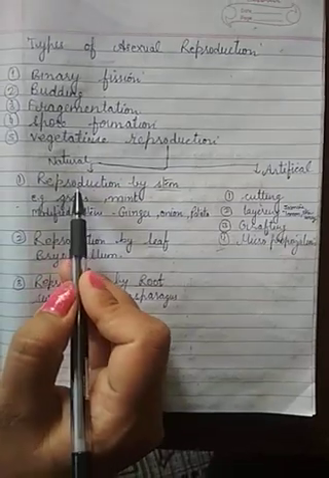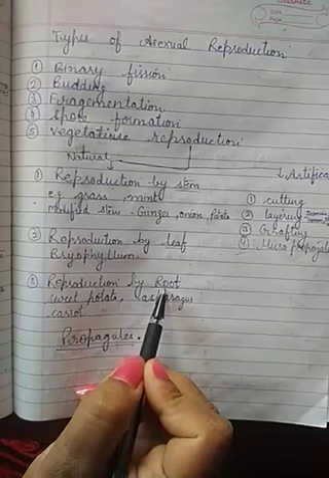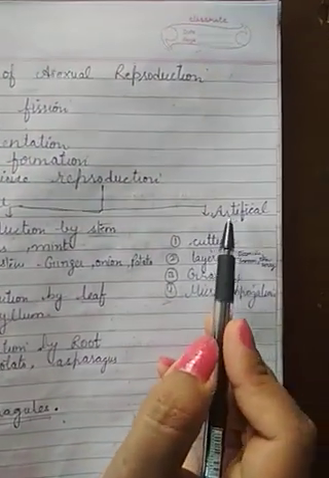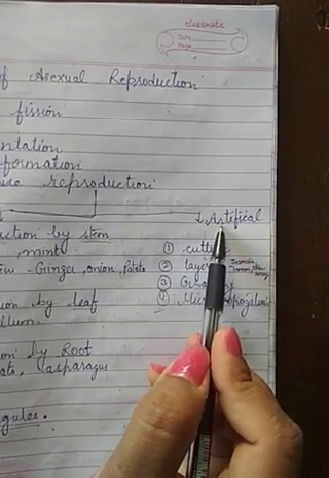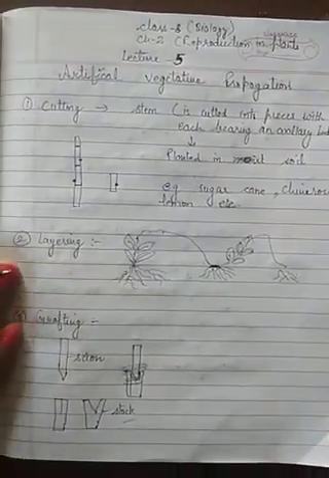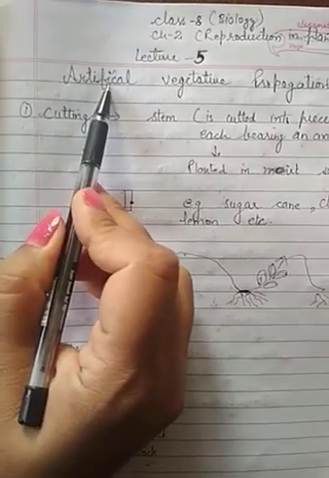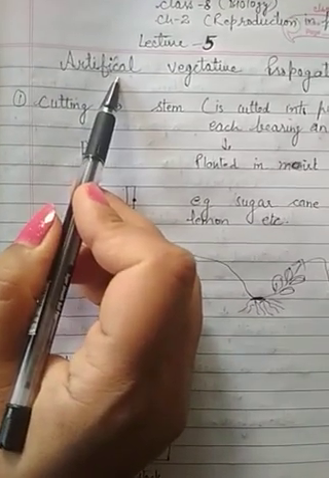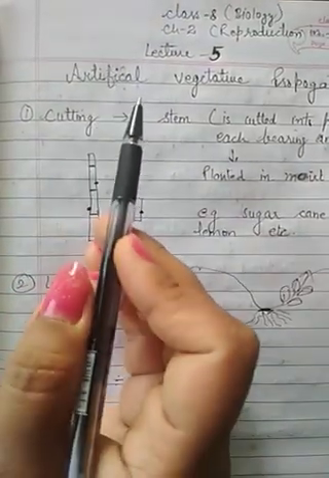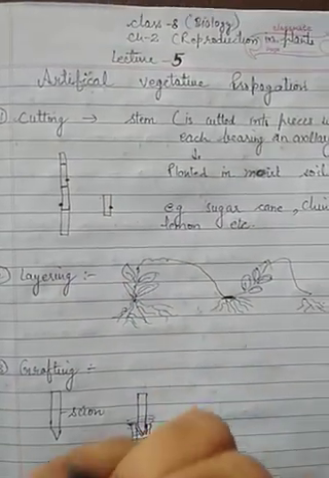So natural types are reproduction by stem, reproduction by leaf, and reproduction by root, which we have studied in the previous lecture. Now today the topic that we are going to take is artificial reproduction. So what is artificial? As the name says, artificial means man-made, that is done by man. So in this type of reproduction, the farmers and horticulturists develop certain artificial methods.